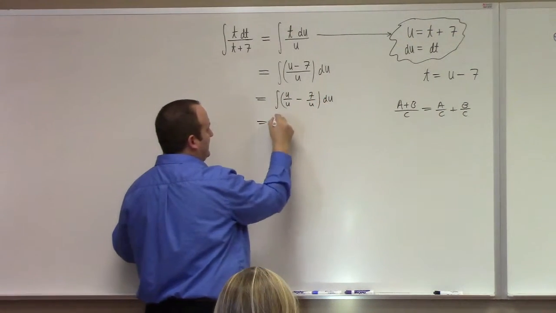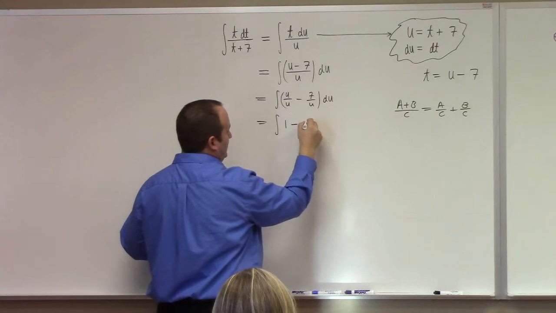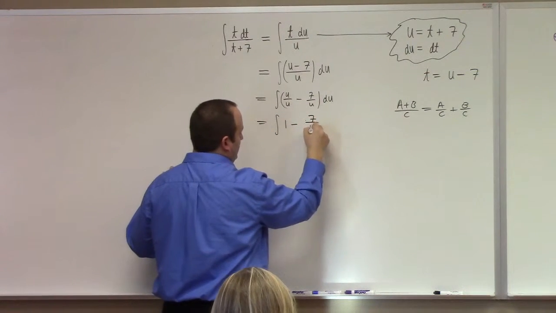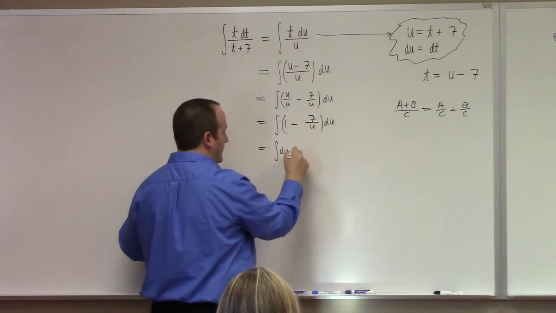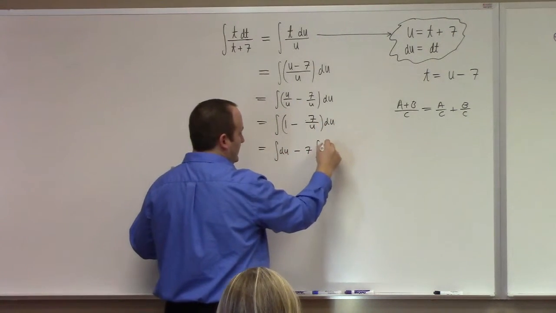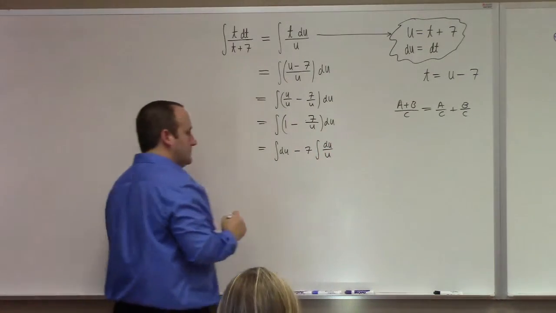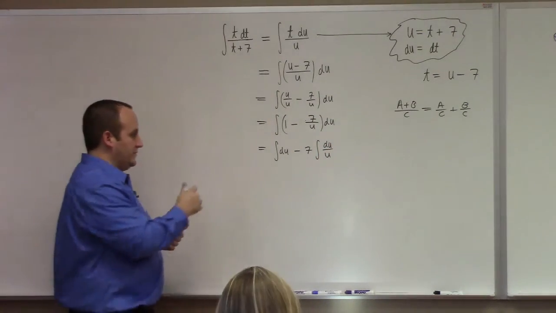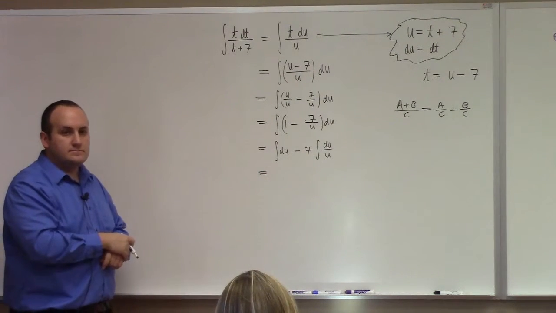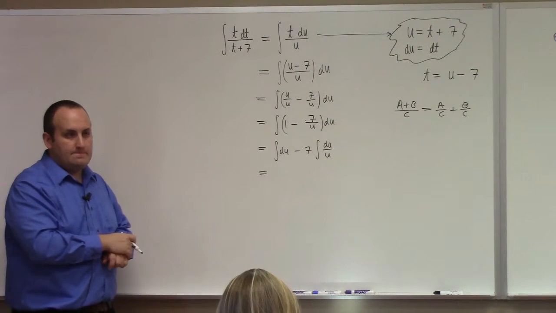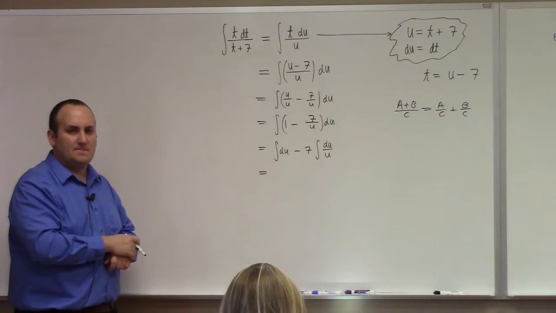But anyway, that you can break up, so we get u over u minus 7 over u du, which is really just the integral of 1 minus 7 divided by u du. I'm going to break it up into two pieces. That's the integral of du minus 7 times the integral of du over u. And what are these? What is the integral of du?